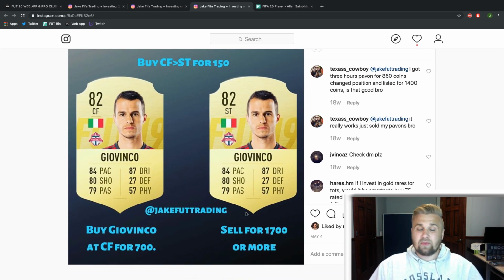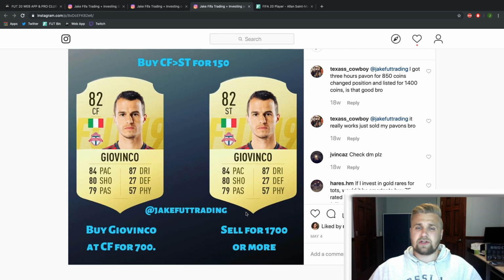And yeah, it works. It worked because there wasn't a bunch of him on the market. It worked because people might not have known that he's not naturally a striker, might have just thought that was his price. And it works because people are lazy. People don't want to go through those extra steps. They'd rather just simply play the game.